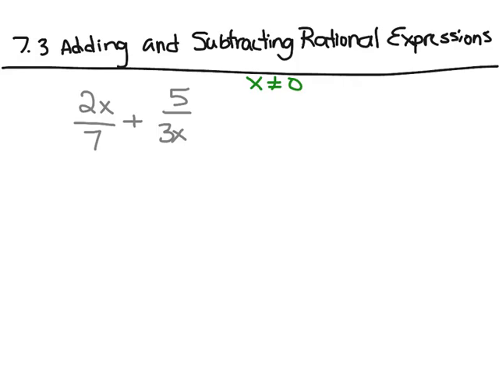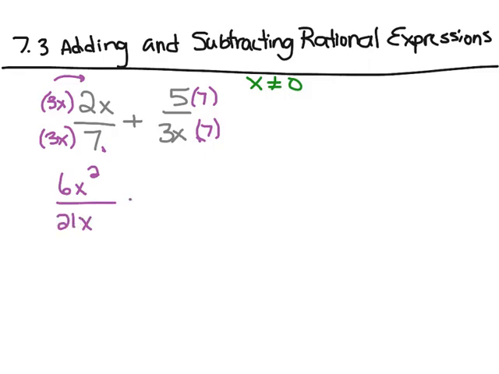Now we're going to multiply. To get this side the same as this side, we can multiply by 3x. Whatever you do to the bottom, you have to do to the top. And to make this side the same as the left side, we multiply the top and the bottom by 7. So if we multiply this out, we should get 6x squared over 21x plus 35 over 21x.